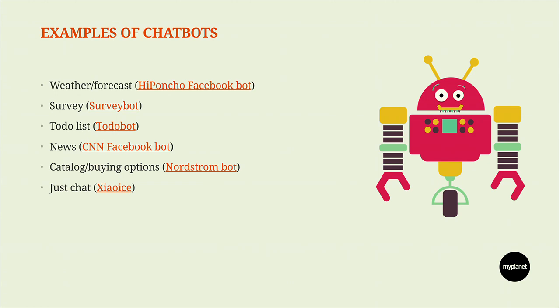And a to-do list: you can create a to-do list just by sending your to-do items, or even asking to mark, check off, or remove an item with the chatbot as well. There's a to-do bot for that. News: you can retrieve news from websites. CNN has a chatbot for just that.